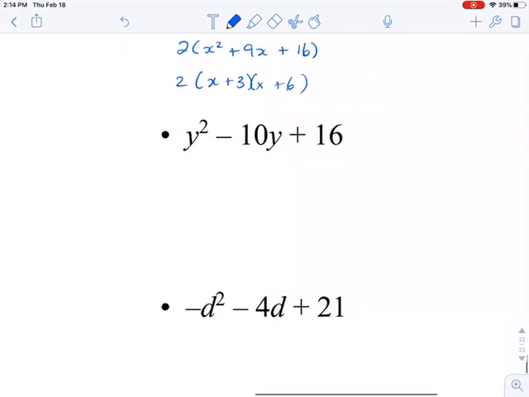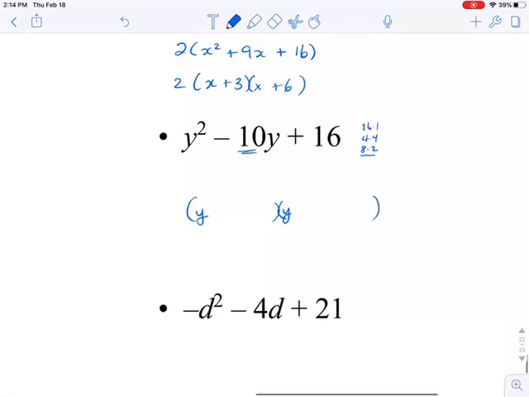All right. Y squared, there's only one way to get y squared. That's going to be y and y. Now 16 could be 16 and 1. It could be 4 and 4. It could be 8 and 2. Well, if I'm looking, 8 and 2 are probably going to be the ones I want to get to negative 10. So let's make them both negative, and that'll be good to go.